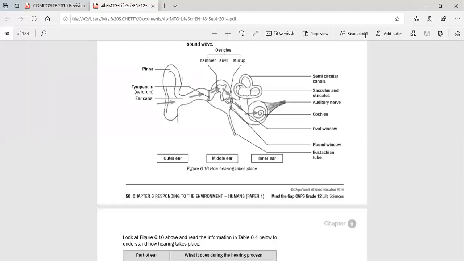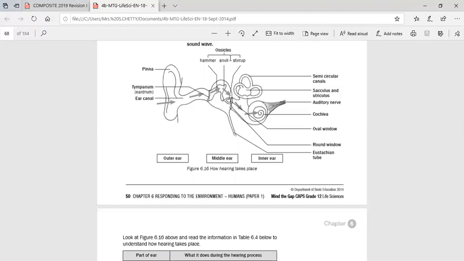Hello once again, children. Thus far, we've looked at the brain, the spinal cord, the reflex action, the eye, and today we're going to be looking at the ear, the structure of the ear, and the role played by the ear in bringing about the sensation of hearing.